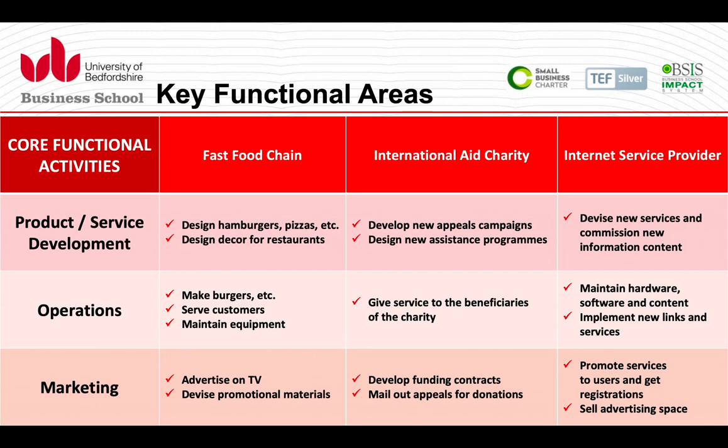The third key example from real life is, let's say, an internet service provider. This is an IT company, so they also have a product or service to offer, and then a key function for their business to run is operations. They have to do all the maintenance for their software and hardware, and also implement new links for services. And then of course it is important that they promote their services through sales and marketing, and they advertise and do promotion.